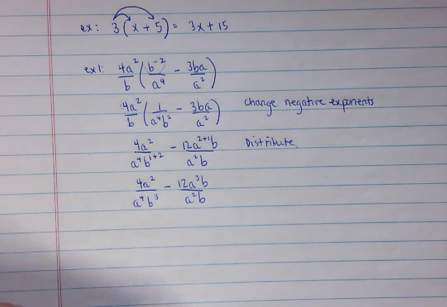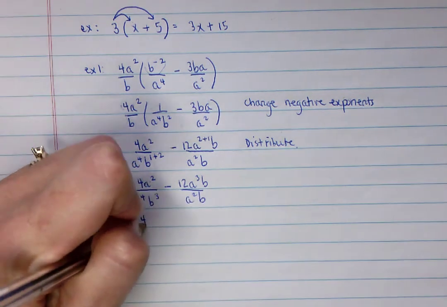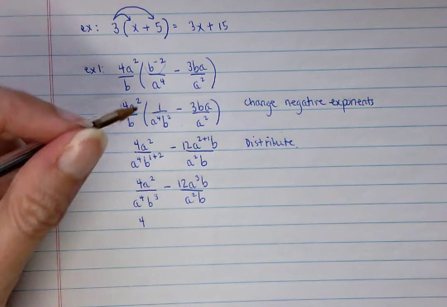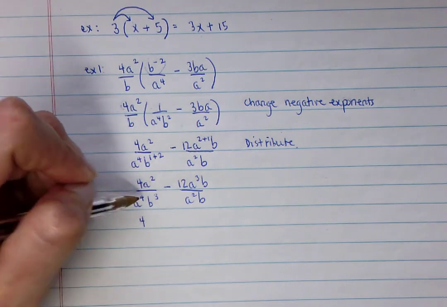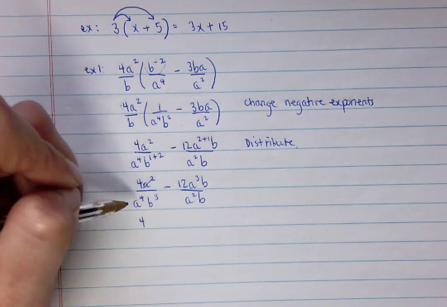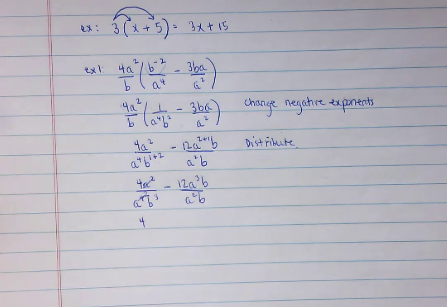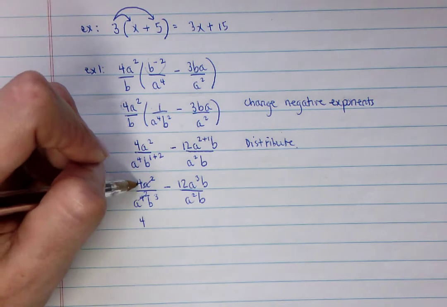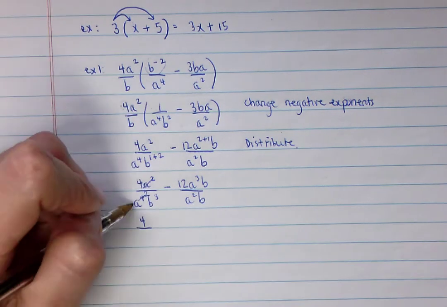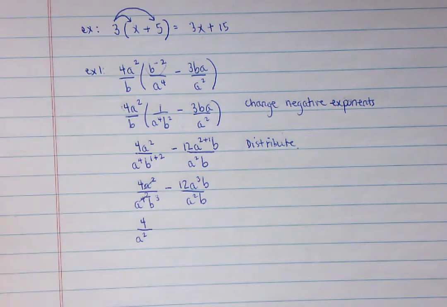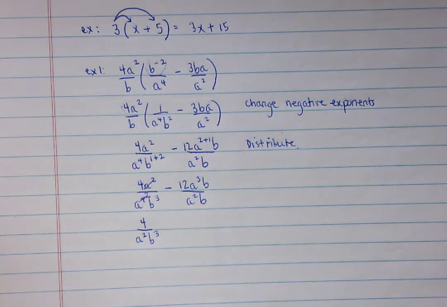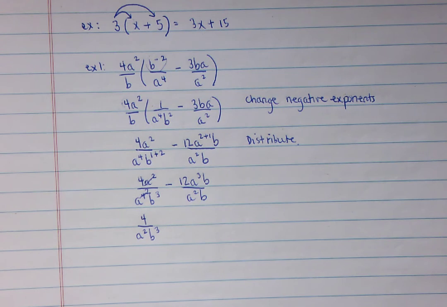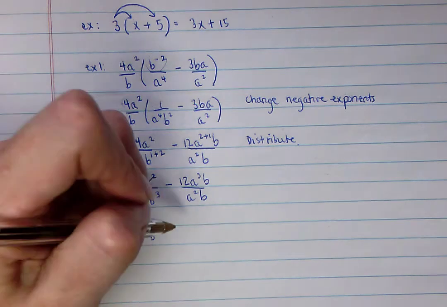So when I write my simplified form, I'd say 4, and these 2 a's are getting canceled with 2 of the a's on the bottom. And I have 2 left on the bottom. So just the 4 is left on the top, and I've got a squared on the bottom, and I have b cubed. Okay? We'll try that again with this next one.